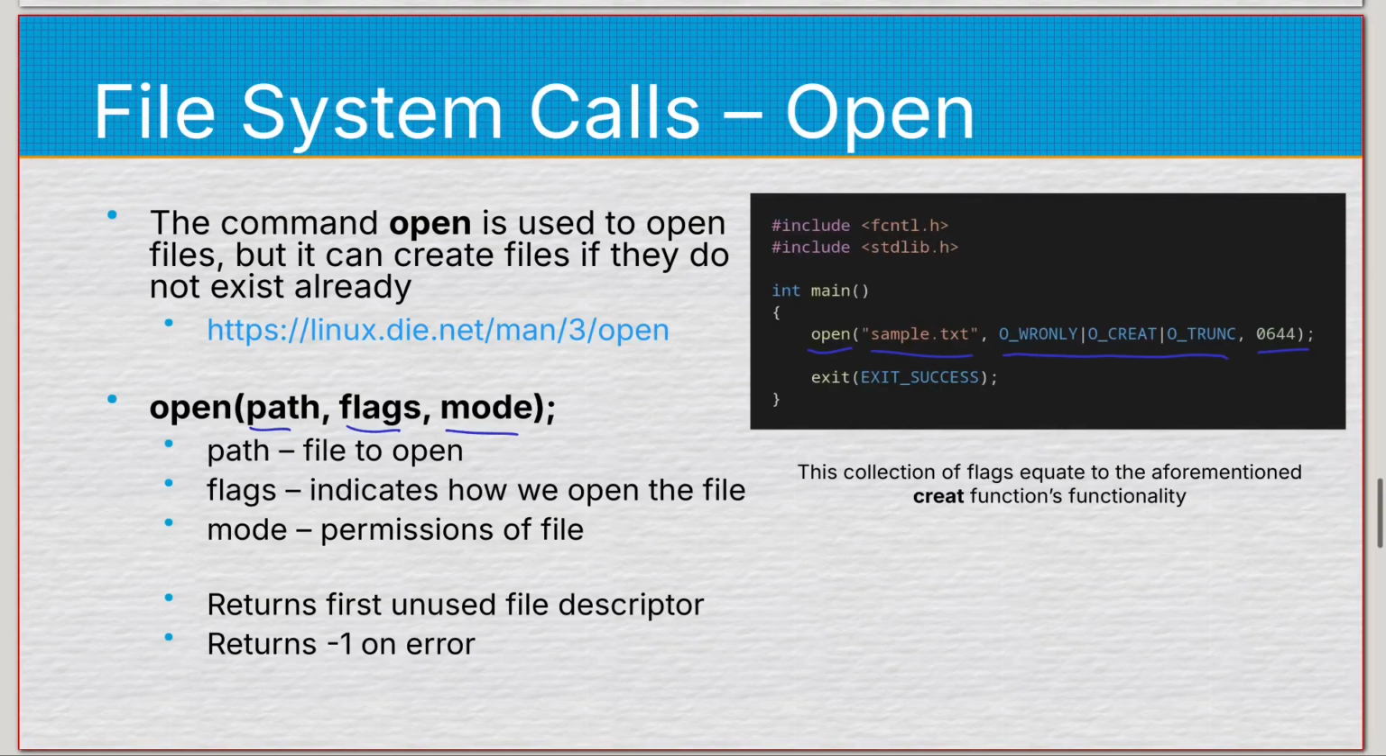Now, write only, obviously I'm opening this file and I can only write to it. I cannot read data from it. Create, that's specifying I want to create a new file. And then truncate is basically going to delete all the content of the file. This collection of flags equates to the aforementioned creat function's functionality. So this one call here is the equivalent of calling creat.